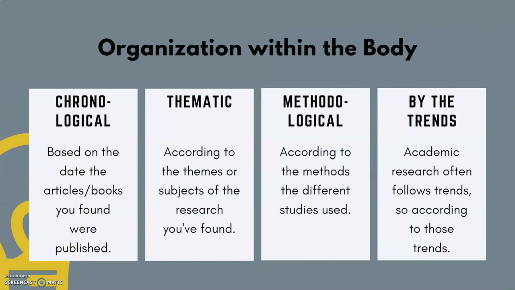As for the body of your paper, you might want to think about how you're organizing that. There's a couple of different ways, and I've listed 4 of them here, although this is not comprehensive. You can organize your review chronologically, based on the date the articles you found were published. You can organize it according to theme, the themes or subjects of the research you found. You can organize it according to the methods used in the different studies. And also, once you start looking at academic research, you'll find out that academic research often follows trends, so you can organize your literature review according to those trends.